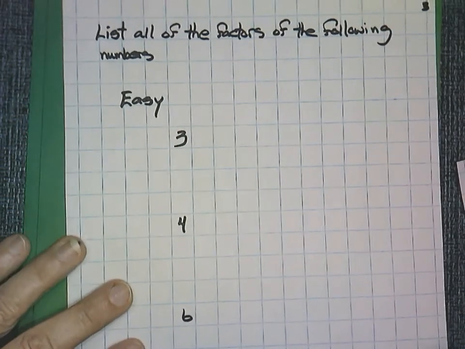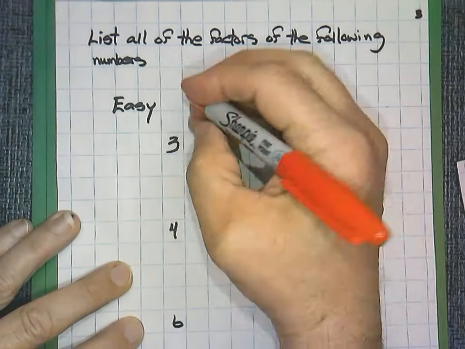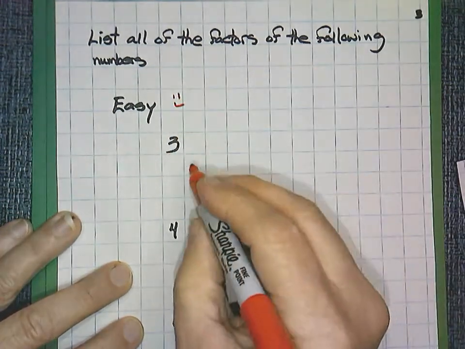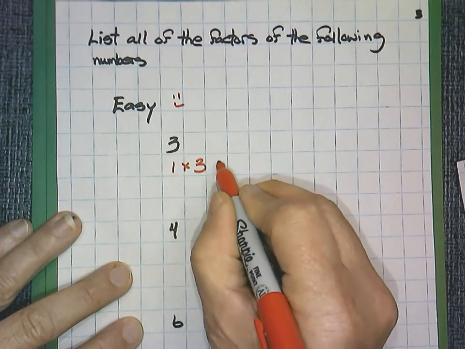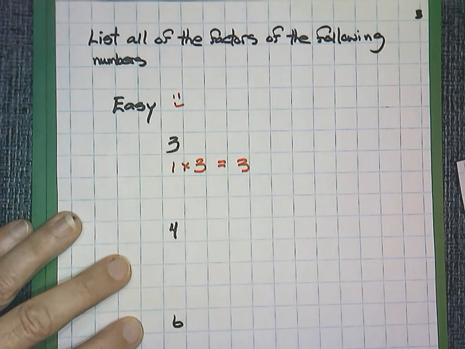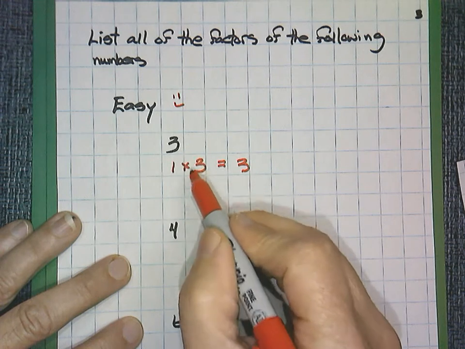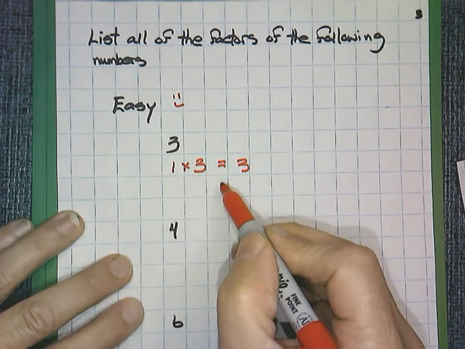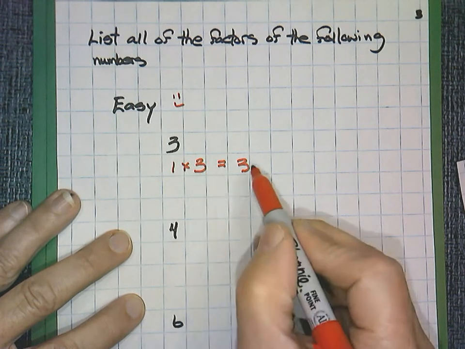Let's do some easy problems. List all the factors of the following numbers. So we'll start with some nice easy ones. 3. Well, 1 times 3 is equal to 3. And this is the only way that I can equal 3. For example, I can't go 2 times 2 or 2 times 5. Our only way to get 3 would be 1 times 3.